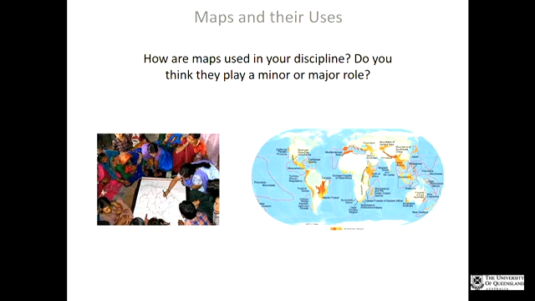So I guess I want you to think about, maybe just have a chat to the person next to you and think about, well, how are maps used in the discipline that you work in? And so we want to just pair up with the person next to you, talk about how you think maps are used, and do you think they play a major or minor role? And then we might just have a discussion amongst the group. So perhaps do that for a minute or two. So think about that, and then have a discussion with the person next to you, or in your groups. I'm happy if you do it in your groups as well. We'll just do that for 2 minutes.